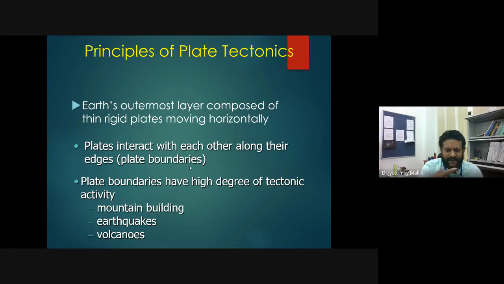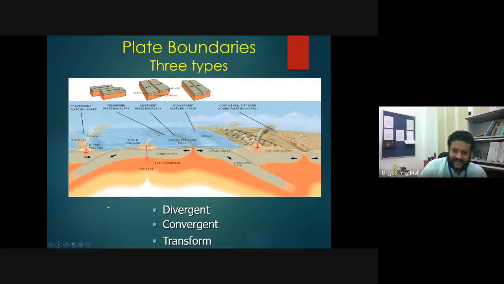So plate boundaries have a high degree of tectonic activity. We see the development of mountains there. We see the presence of a number of earthquakes there, and we see rapid volcanism along the plate boundaries. Okay. So now, what I just said, we can subdivide plate boundaries into three categories. The first one are the divergent plate boundaries. Divergent plate boundaries are the boundaries where plates move away from each other, like shown in this beautiful cartoon, and they are nothing but the mid-oceanic ridges. And the divergent plate boundaries is where new oceanic crust gets developed.